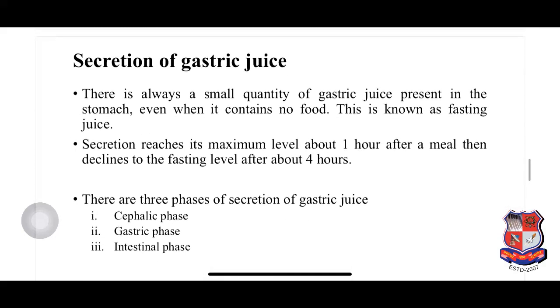Next is the secretion of gastric juice. There is always a small quantity of gastric juice present in the stomach even when it contains no food. This is known as fasting juice. Secretion reaches its maximum level about 1 hour after a meal and declines to the fasting level after about 4 hours. There are 3 phases of secretion of gastric juice: cephalic phase, gastric phase, and intestinal phase.